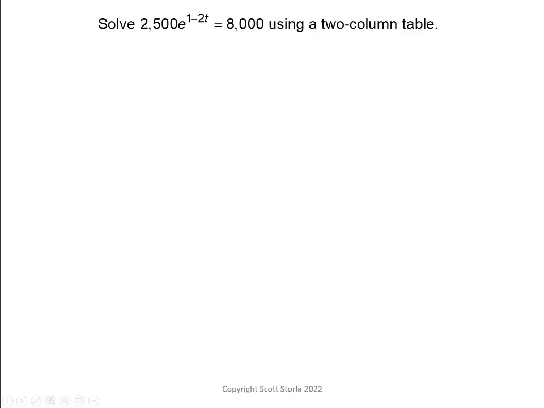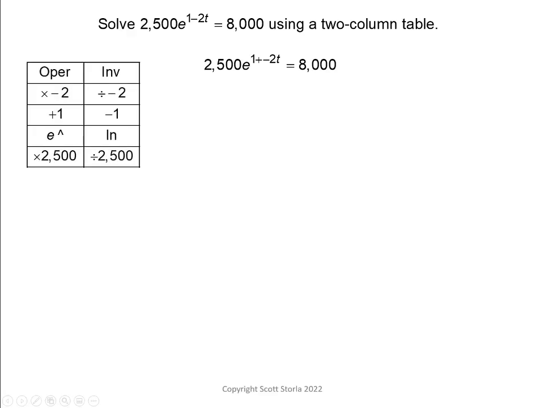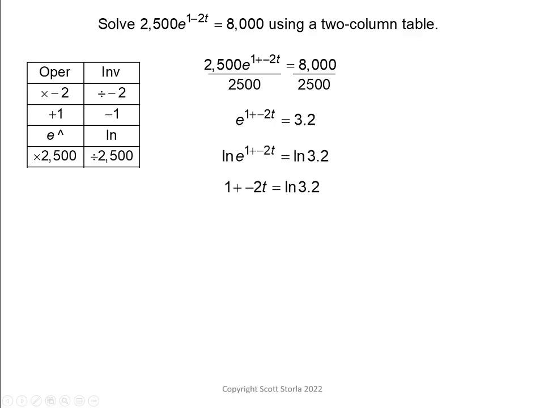Try this one. Again, we're subtracting our variable term, so I'm going to rewrite that as adding an opposite. Then here's my table. I'll start at the bottom of the right column and divide both by 2,500 and simplify. Then take the natural logarithm of both sides and simplify. Subtract 1 from both and simplify.